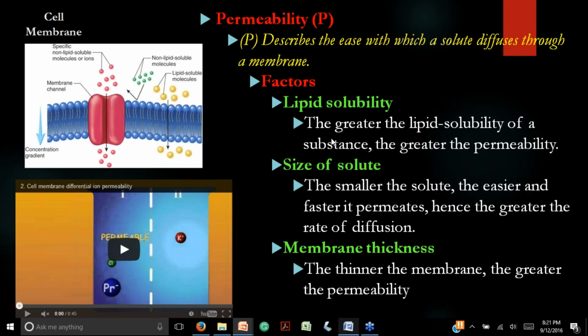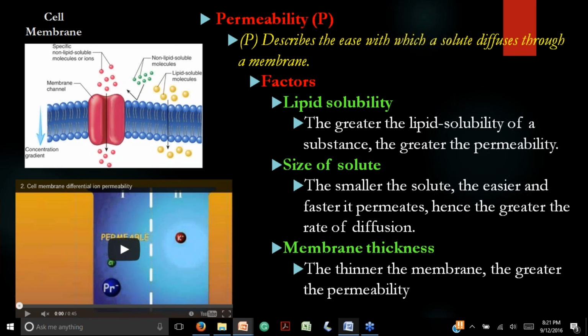Lipid solubility. We have, for example, the liposoluble vitamins. The liposoluble vitamins are A, D, E, and K. Because of this lipid component, they are going to be easier to pass, or more permeable, through the membrane, unlike the water-soluble vitamins, which are the B vitamins and vitamin C. They are not going to be as easily absorbed by the cells because they are not liposoluble, they are water-soluble.